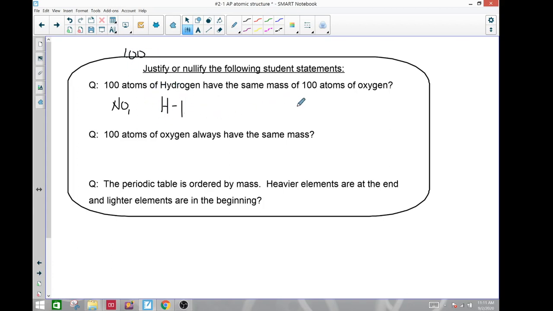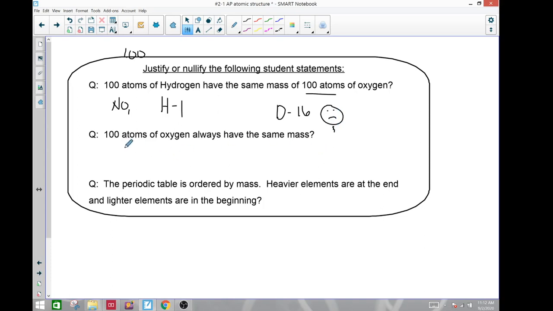All right, and 100 of these guys, well, the 100 is oxygen. The most common form of oxygen is 16. So even if we compare these two, this is 16 times heavier than this one. Okay, so no, wrong for the student. You couldn't even get close to that.